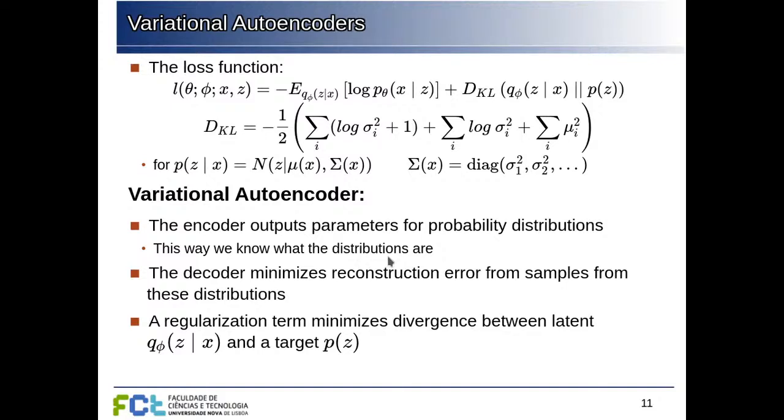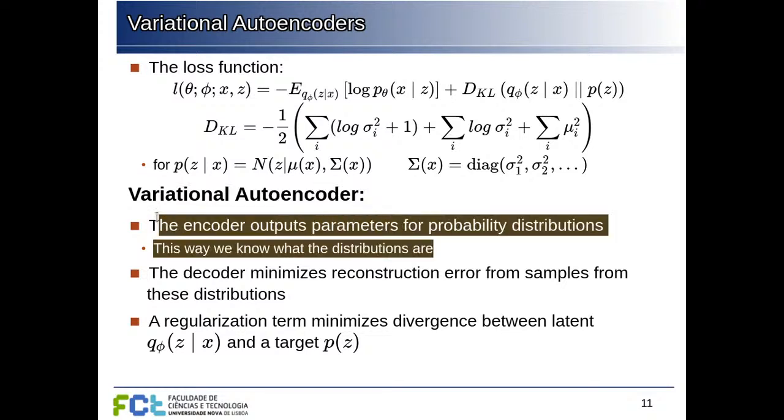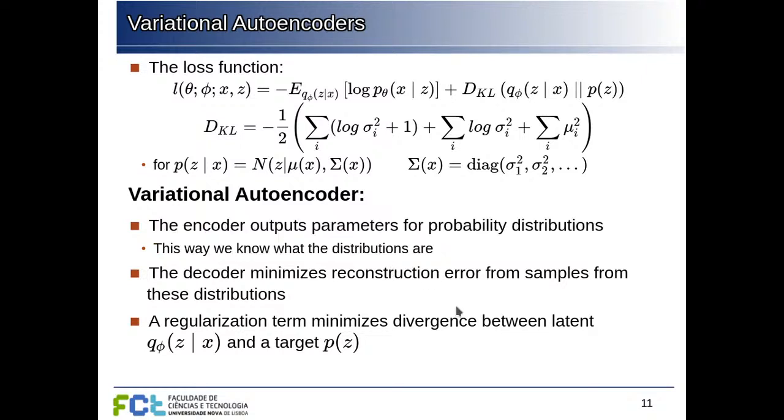So how do we do this in practice? The encoder will give us the parameters for probability distributions. Then, when we train the decoder, we are minimizing the reconstruction error, but first by sampling at random from these probability distributions that the encoder gives us. And we use a regularization term to try to make these distributions as close to independent Gaussians as possible.